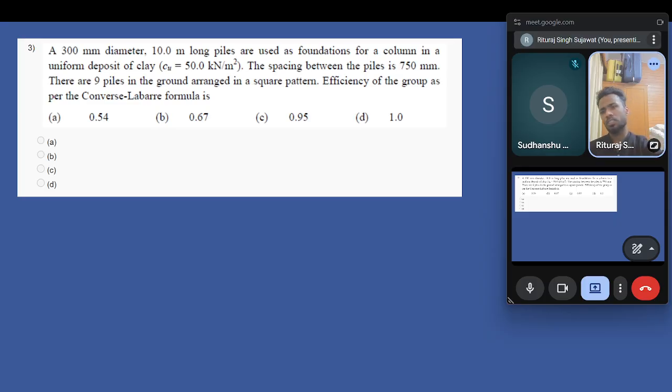Moving to question number three, you have a 300 diameter pile, which is 10 meters in length, used as a foundation for a column in a uniform deposit of clay with Cu equal to 50 kPa. The spacing between the piles is 750 and there are 9 piles in the ground arranged in a square pattern. The efficiency of the group as per the Converse-Labarre formula is.